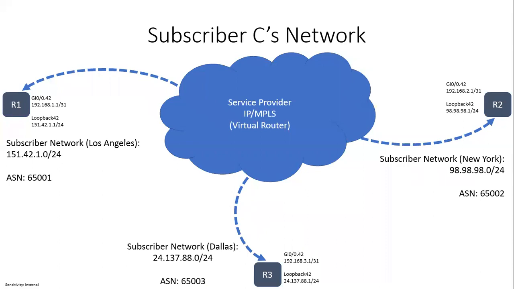So the service provider IP MPLS core in the middle here is going to act as a virtual router. So when our CPE is plugged into the provider edge router, then these public /24 networks, like the 151 network in Los Angeles, the 98 network in New York, and the 24 network in Dallas, these separate broadcast domains, I should say, are going to be able to communicate with each other through the service provider. So from each site's perspective, they're going to be plugged into a single router.